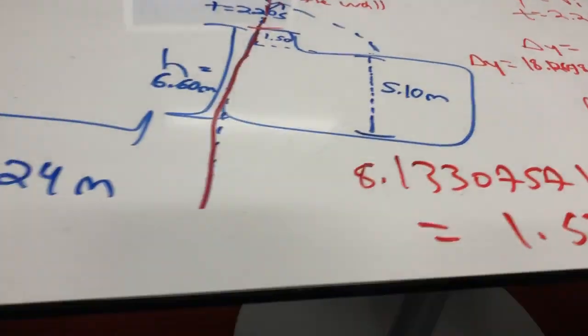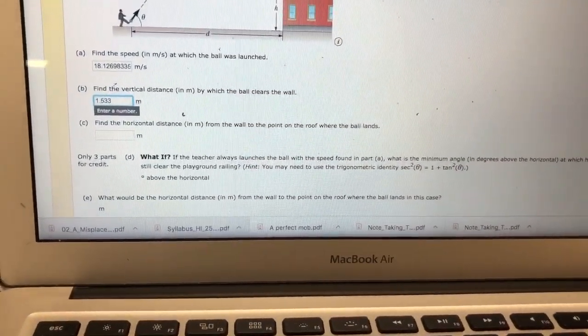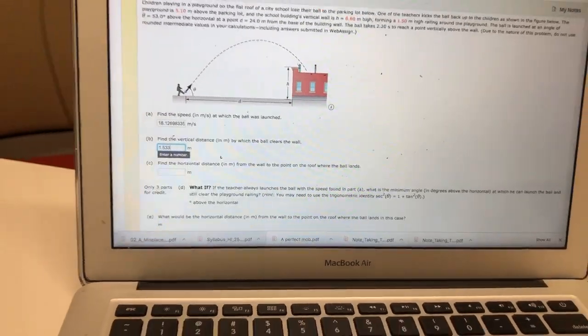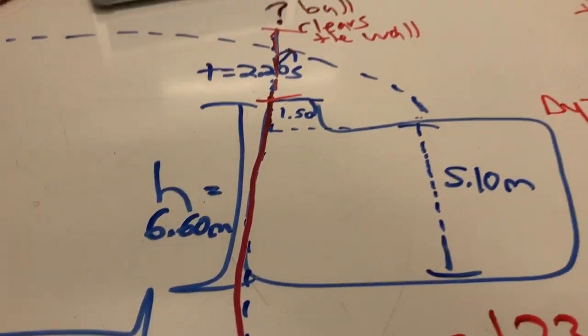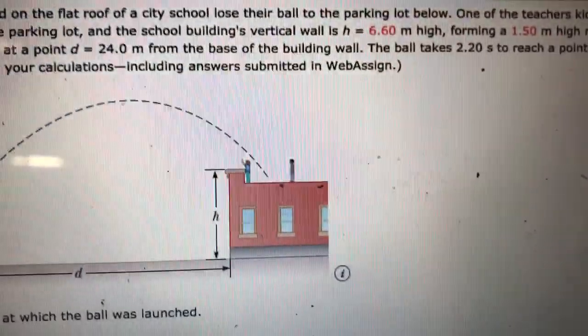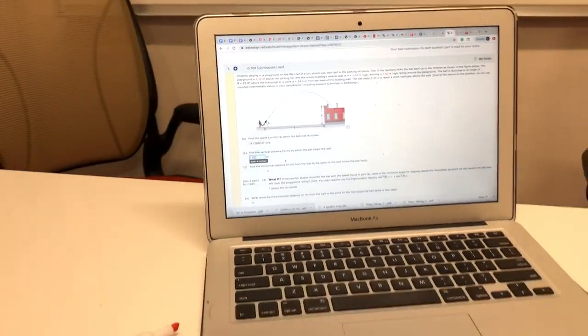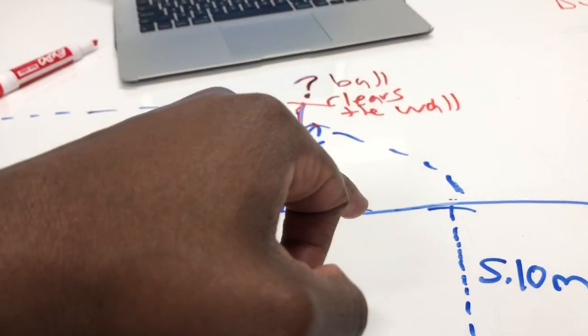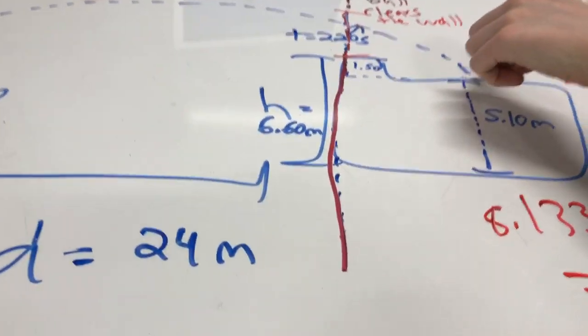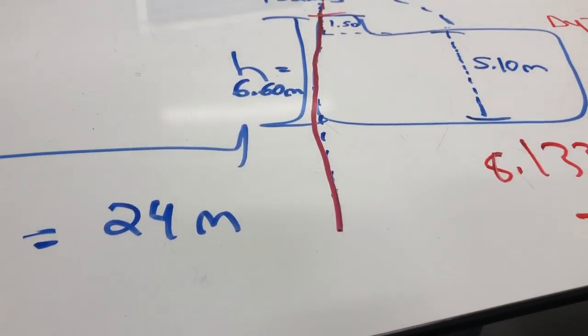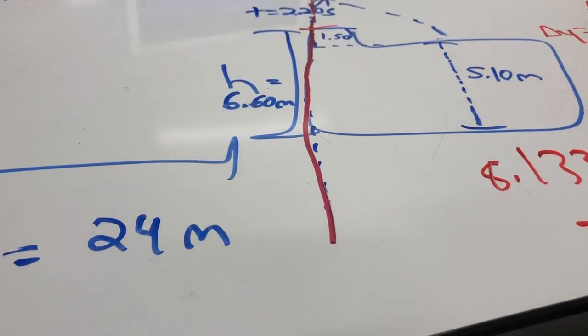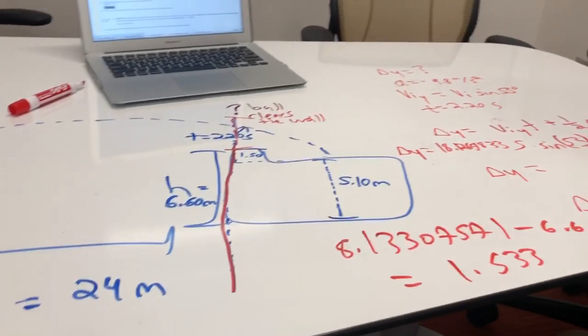Okay, so now we have to find the horizontal distance from the wall to the point on the roof where the ball lands. Oh, fun. The ball lands onto the wall about right where the children are standing, right? About here. Yeah. But it doesn't actually tell us that distance, so we need to solve for it. Horizontal distance in meters from the wall to here.